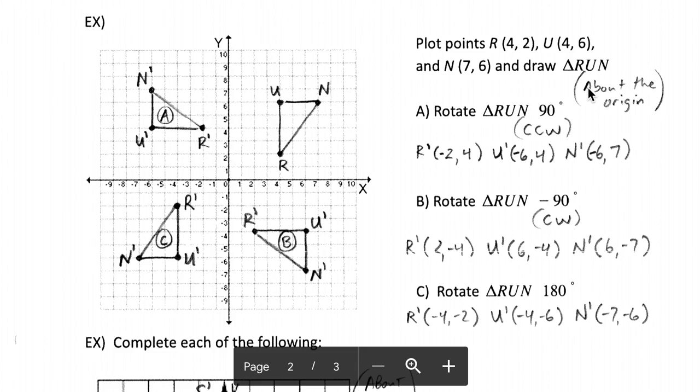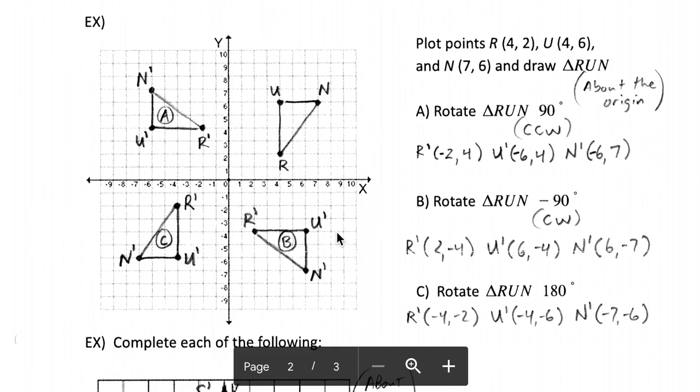And then lastly, N was at (7, 6). We'll flip our coordinates, say (6, 7), and make the right value the opposite. So now we have (6, -7). Plot that, connect our points for our triangle again, and then we can see how R was rotated 90 degrees this time, clockwise. If we connect U back to the origin, we can see that 90 degrees, and then finally N, connect your ends back to the origin, you'll see that 90 degrees.